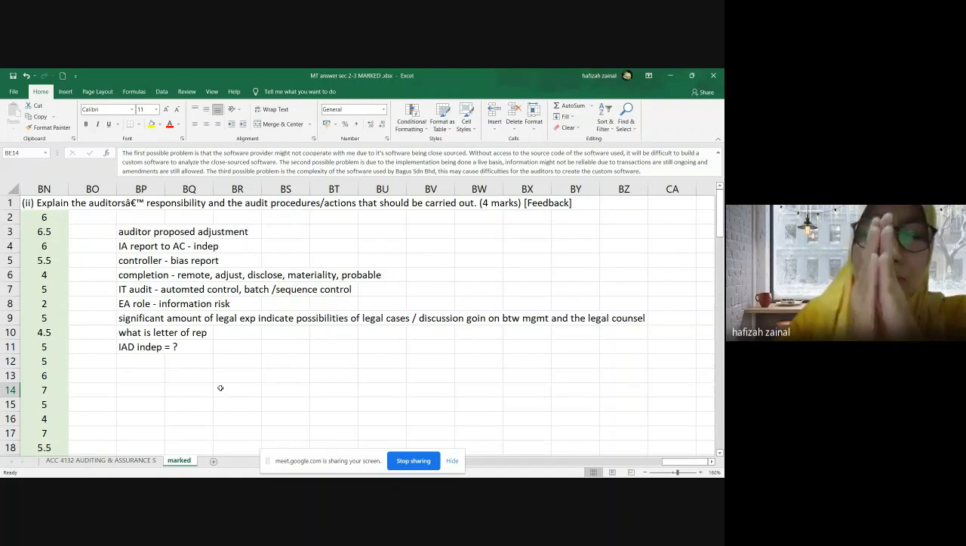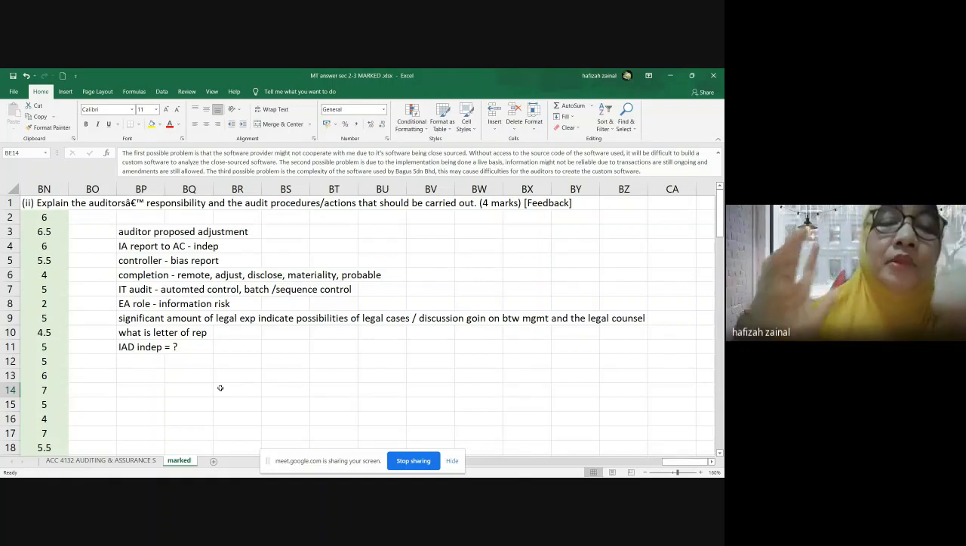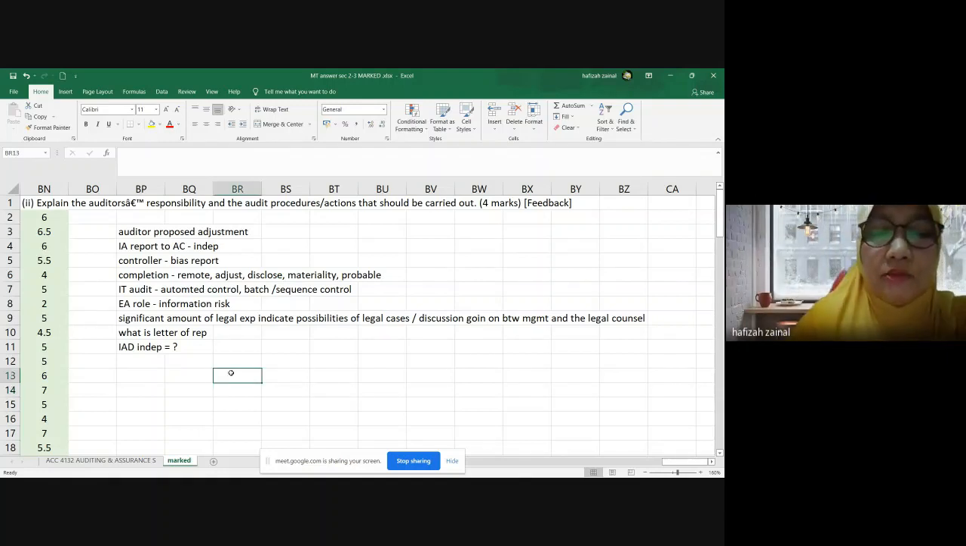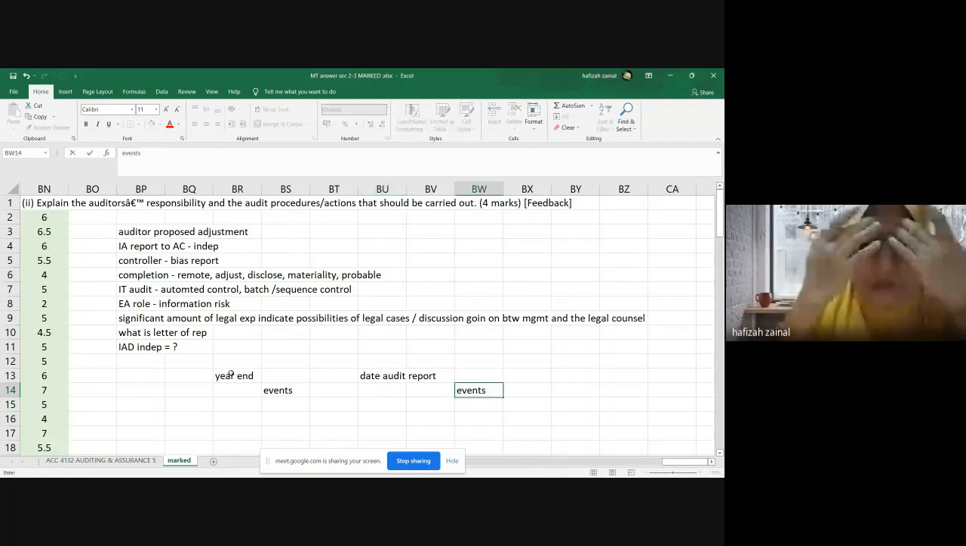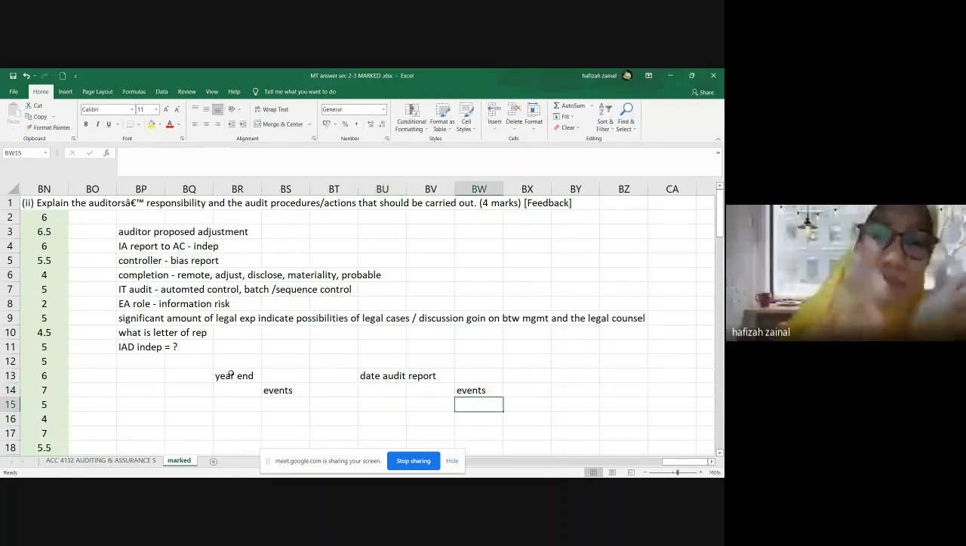Okay, this is again for your clear understanding: completion. When talking about completion, you have the year end, and then you have the audit report, the date of the audit report. There are events that happen here, and there are also events that happen here. As an auditor, whatever events happen, you always want to double check to get comfort that everything is okay.